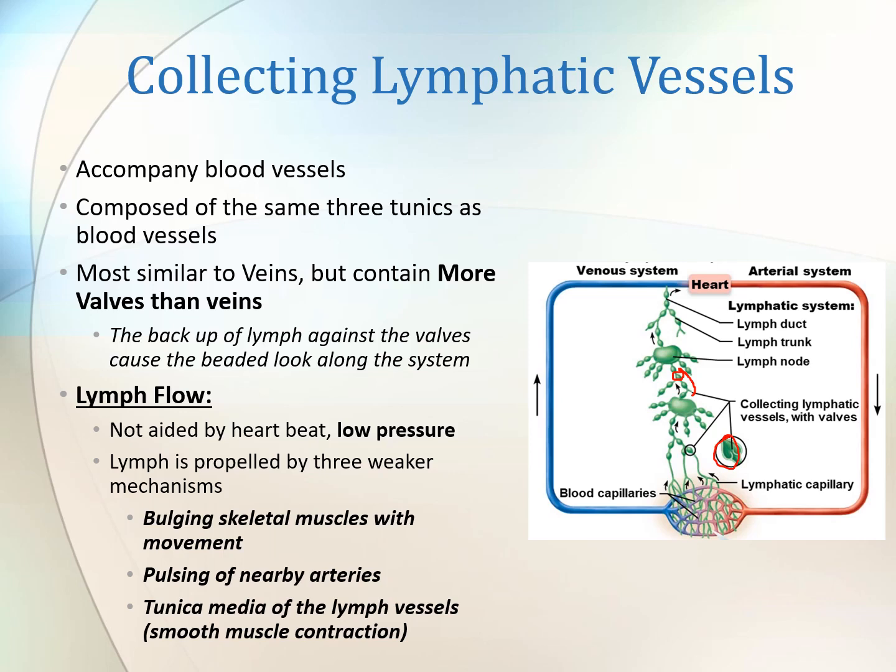So how do some of these things happen? We have some skeletal muscle that'll help push on the lymphatic vessels. Same thing with the pulsing arteries nearby. They're running with those blood vessels, and when the arteries pump, they're going to help pump some of the nearby lymphatic vessels. And there is some smooth muscle in the walls of the vessels, and they can also help to contract a little bit as well and squeeze the fluid through.